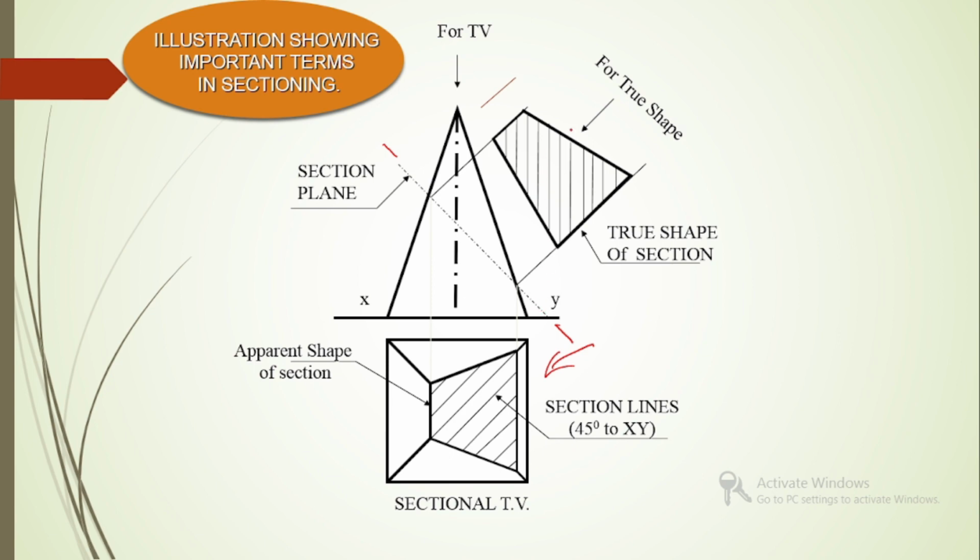And similarly, this is the true shape of the section. In order to get that true shape, we must look in such a way that visual rays must be perpendicular to the section plane. Then only we will get the true shape of the section.